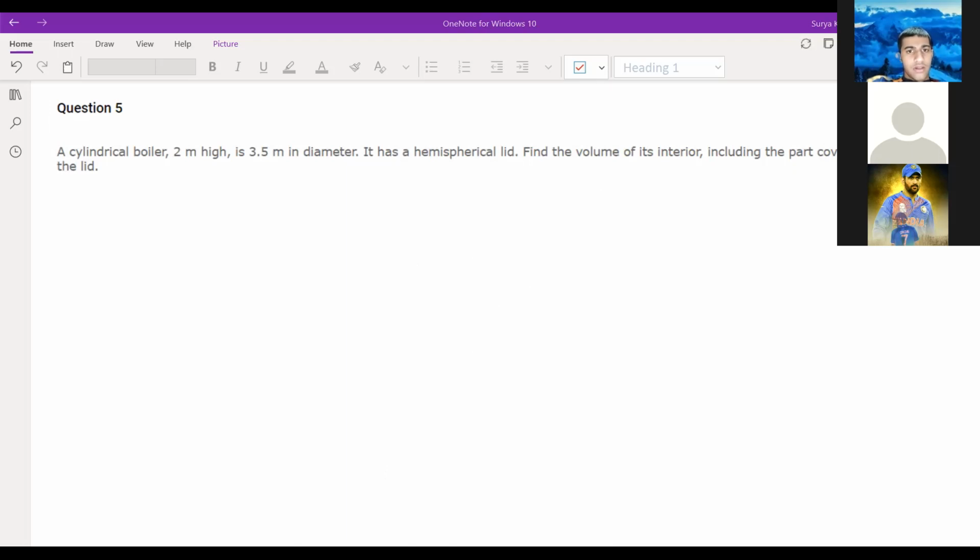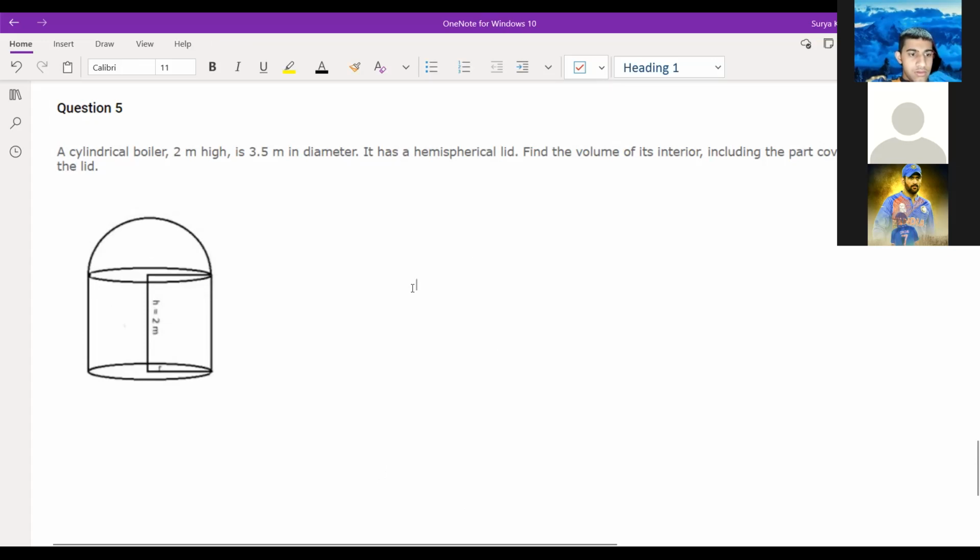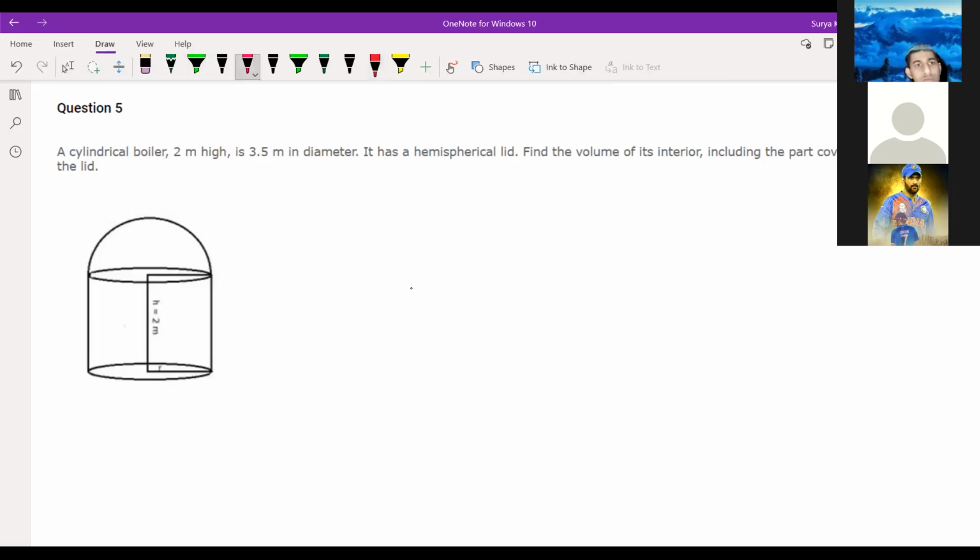Including the interior means one is your cylindrical part, and one is your hemispherical lid. So the question is like this only, right? Yes, sir. So here, the cylindrical boiler is 2 meter high. This is 2 meters. Height is 2 meter.